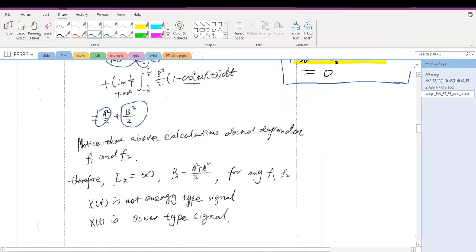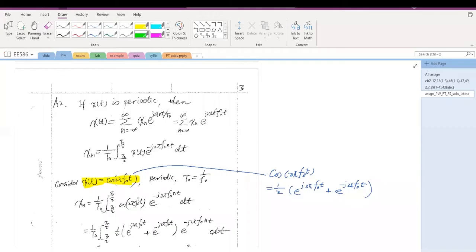Now we can see that the energy for this general signal is infinity. The power is half of A squared plus B squared for any f1 and f2. So therefore this signal is not an energy type signal. It is a power type signal.